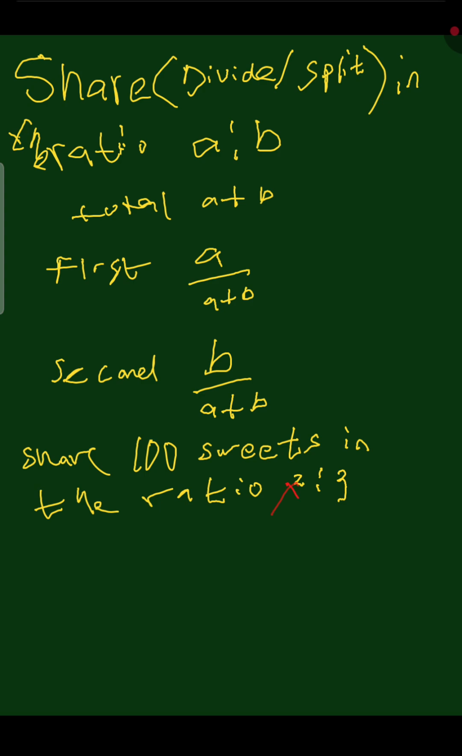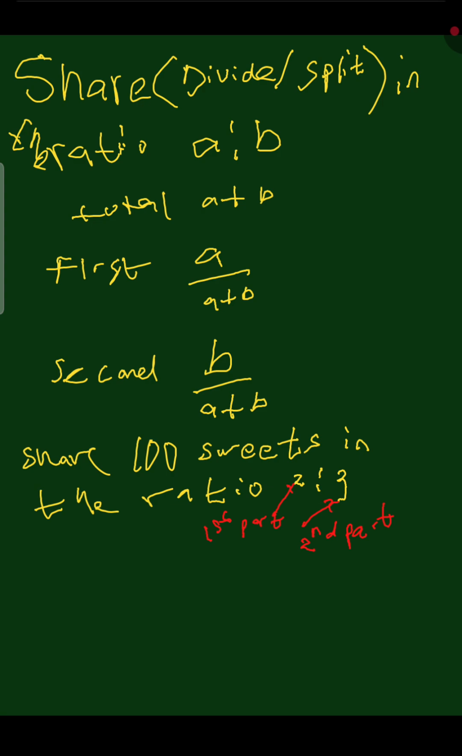This is the first part of the ratio. This is called the first part. So the first person will get the first part, the second person will get the second part. So this is the first part, and this is the second part of the ratio. Now, the first person will get part 2, the first part, which is 2, out of the total, which is what? 5. The second person will get part 3, out of the total, which is 5.